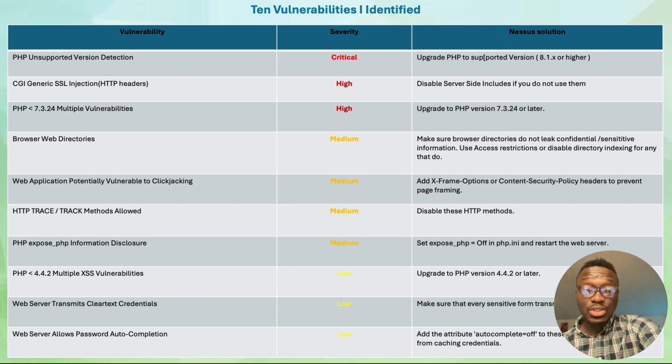So this next slide shows a table that highlights the 10 most significant vulnerabilities identified in my Nessus scan of Kioptrix 2. The main risks involve outdated PHP versions, CGI and HTTP exposure, directory indexing, and missing security headers. The recommended fixes include updating PHP, disabling unnecessary HTTP methods, restricting directory access, and also applying proper security headers to reduce the system attack surface.